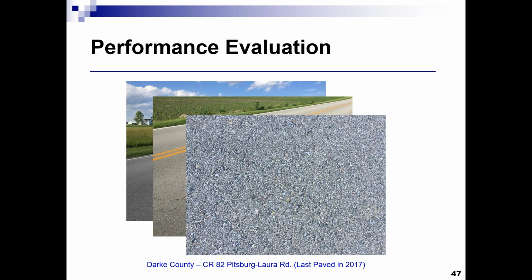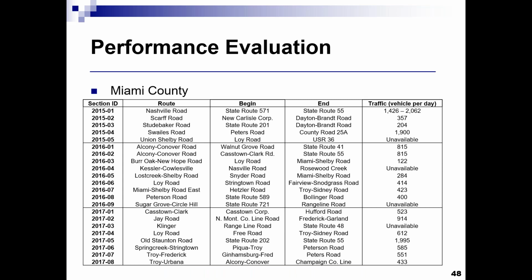Now, one of the differences between Darke County and, for example, some of the mixes that were used elsewhere is that in Darke County, they mainly use limestone. And limestone in general is less associated with raveling than natural gravel. So again, it made sense that we observed less raveling at these sections than some of the other sections in the other counties.